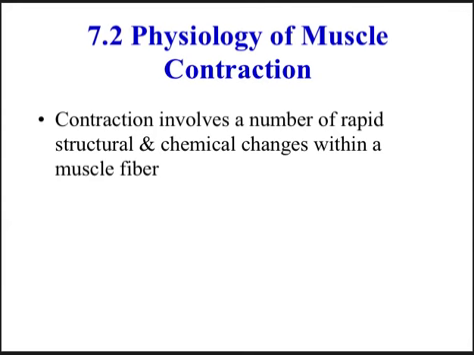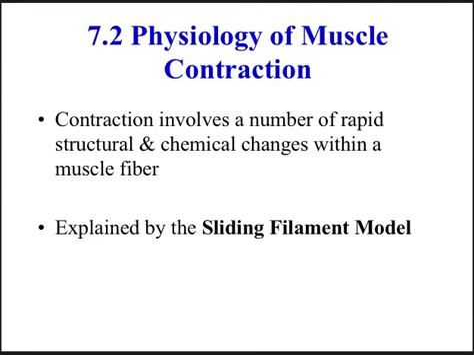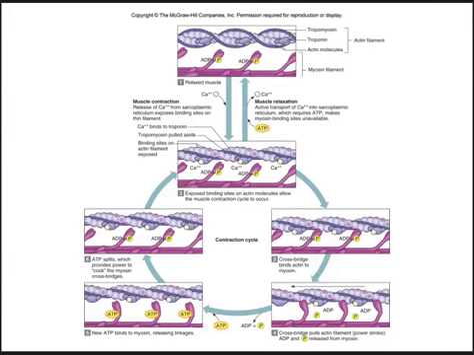Muscle contraction involves a lot of rapid structural and chemical changes in a muscle fiber, explained by something called the sliding filament model.